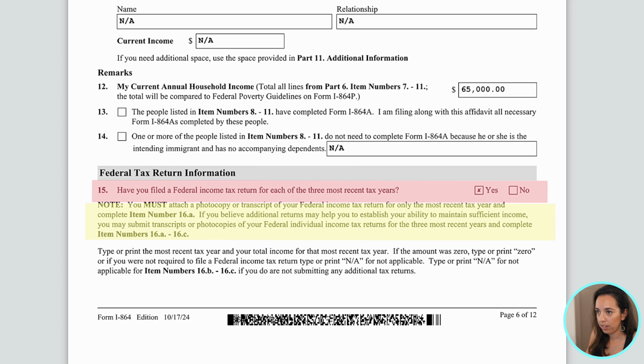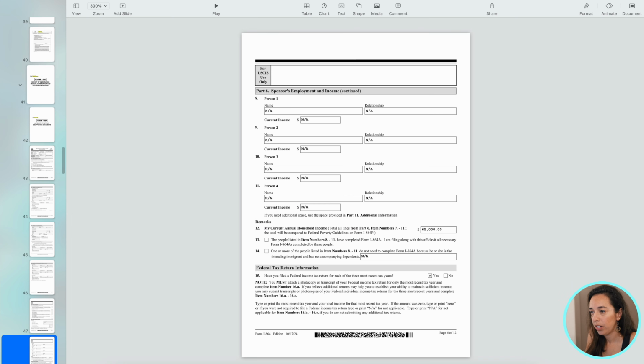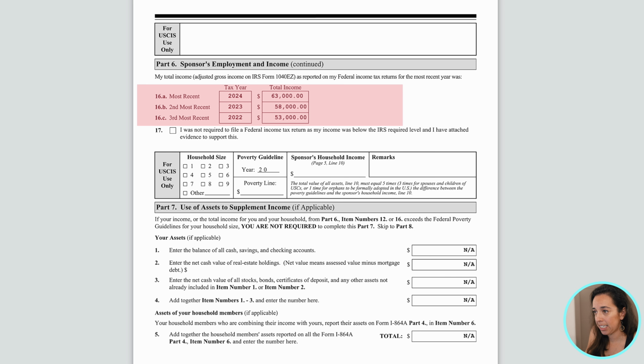In our case, just to be thorough, we actually provided the tax information for the most recent 3 years. The instructions do state that if you believe additional returns may help you establish your ability to maintain sufficient income, you may submit transcripts or photocopies of your federal income tax returns for the 3 most recent years and complete items numbers 16A through 16C. So in 16A to 16C, we included the total income as listed on the IRS tax return.